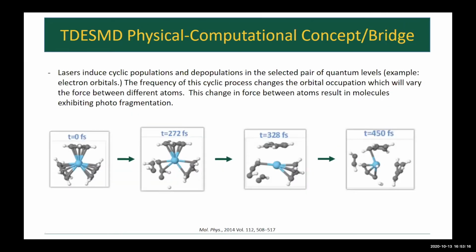And in general, this cyclic population and depopulation in orbitals changes the orbital occupation, which will vary the forces between the atoms, and this will force the atoms to diverge from each other and exhibit photofragmentation. So it's that cyclic population and depopulation, rinse and repeat over and over again, and the forces will change throughout this process into what you would see as different fragments.